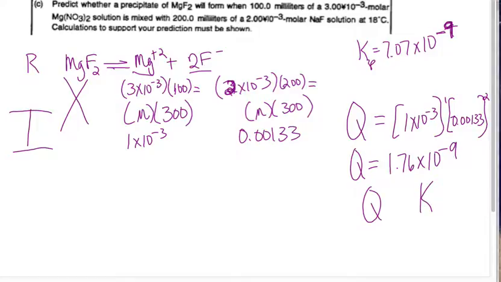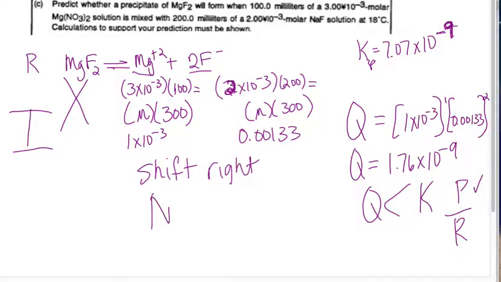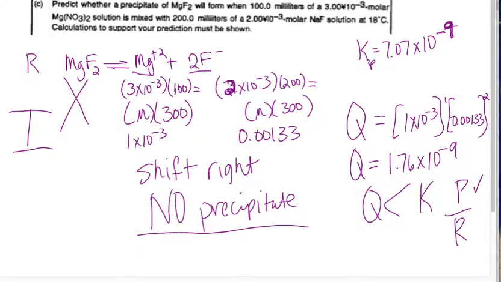So Q is less than or greater than K? Q is less than K. Q needs to get bigger. Do we need more products or more reactants? More products. So we're going to shift which way? Shift right. Precipitate or no precipitate? We're shifting toward the ions. No precipitate. So you've seen one of each now. Okay?